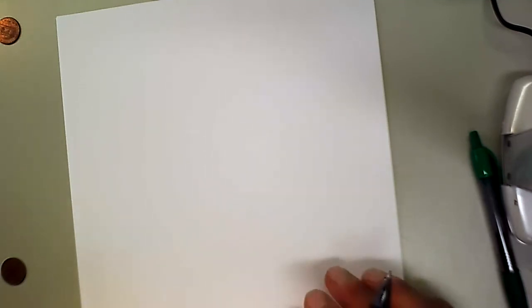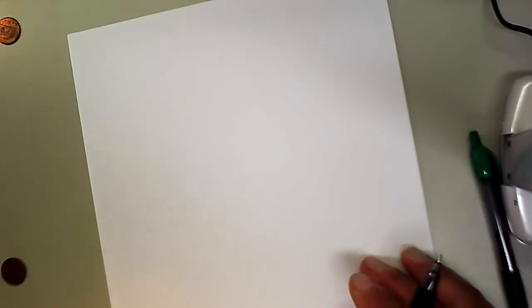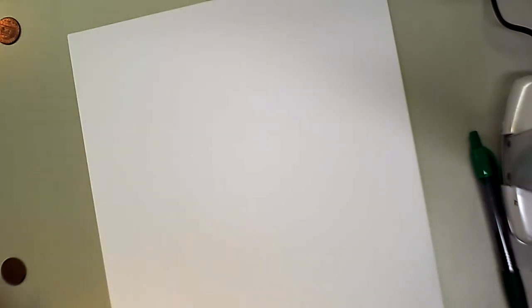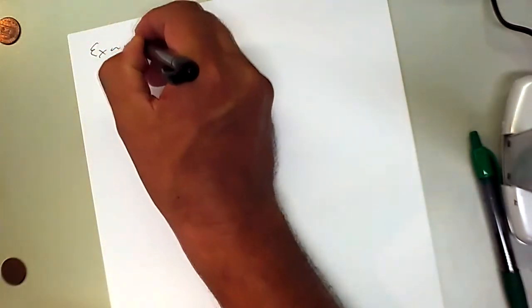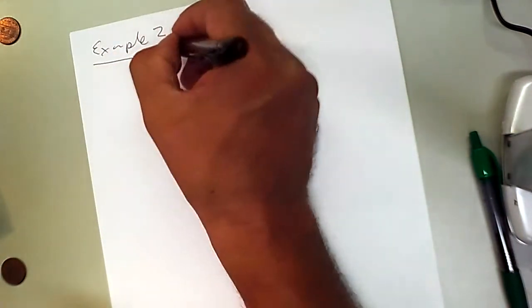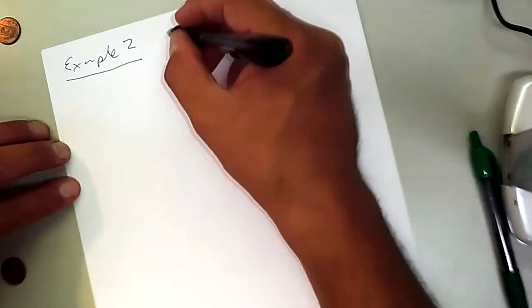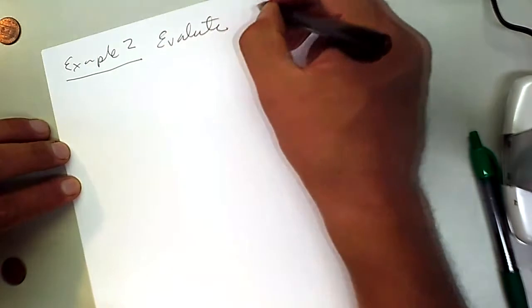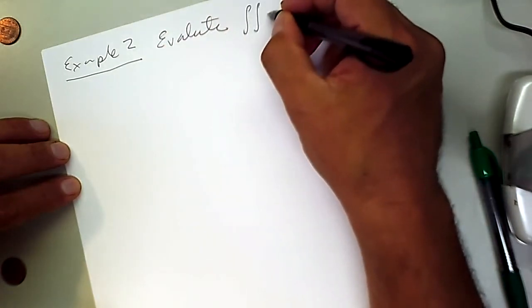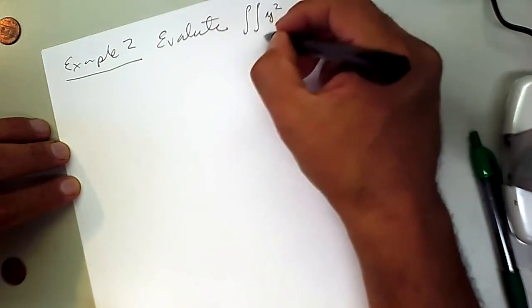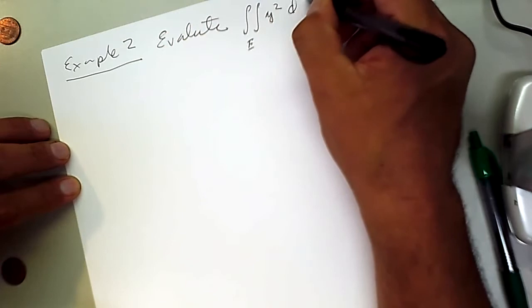All right, let's do an example. Let's do a different example. I have a different example I wanted to show you. So, example two. Okay, this is an integration example. So we want to evaluate the double integral of y squared over E with respect to the area.